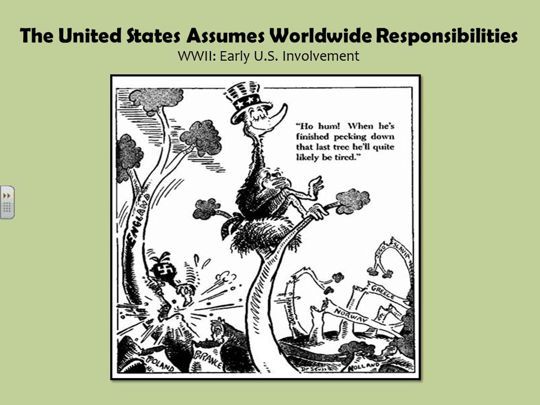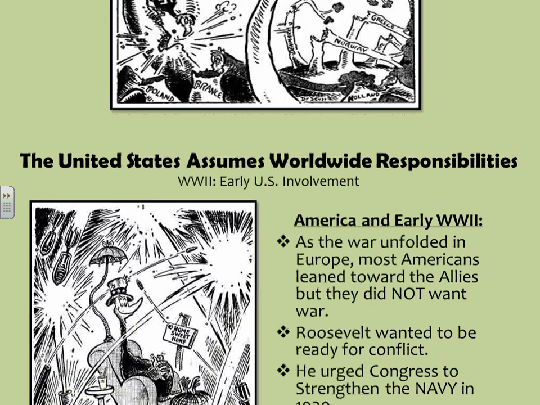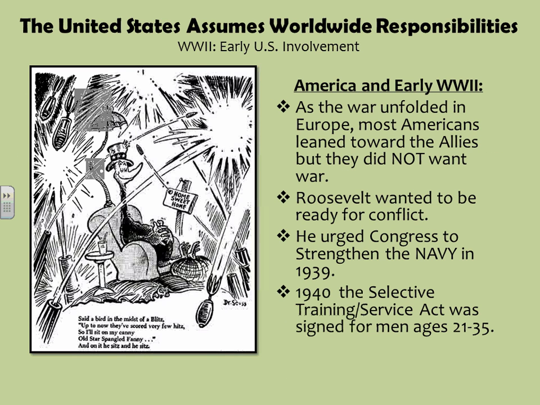Today, we're looking at how the U.S. is involved when all this is going on. When war breaks out, what do we do? Do we proclaim neutrality or do we get involved? So early on in World War II, America is kind of sitting back, staying out of it. As the war unfolds in Europe, most Americans lean toward the Allies. So we're in favor of Great Britain and France and the USSR. But we did not want war.